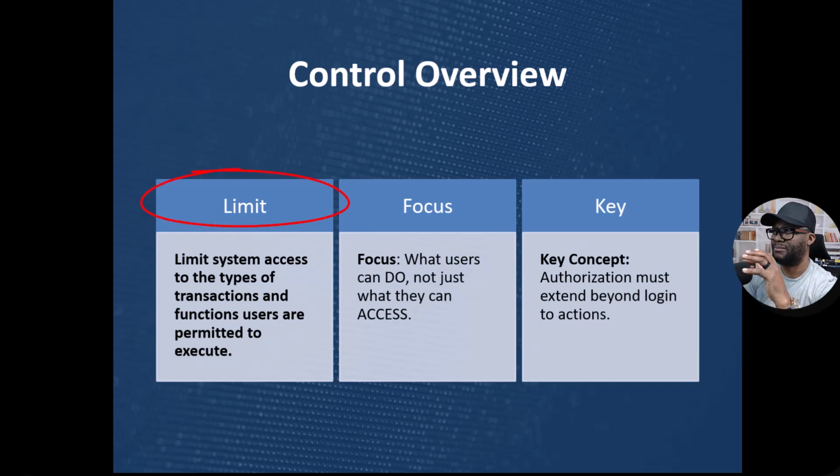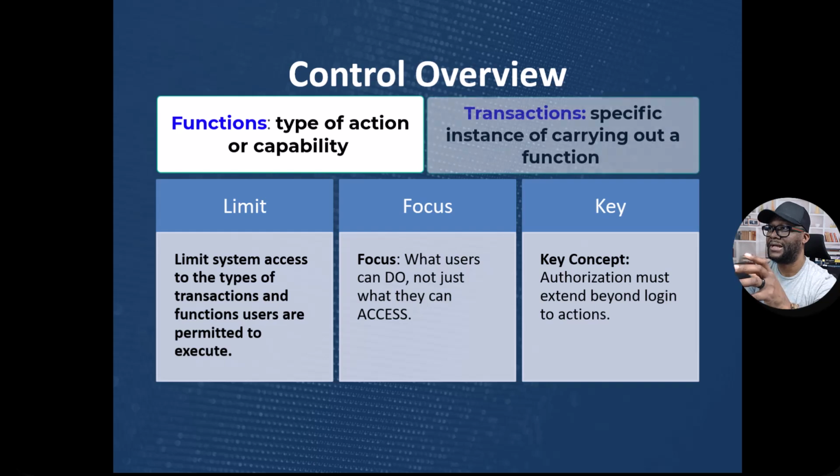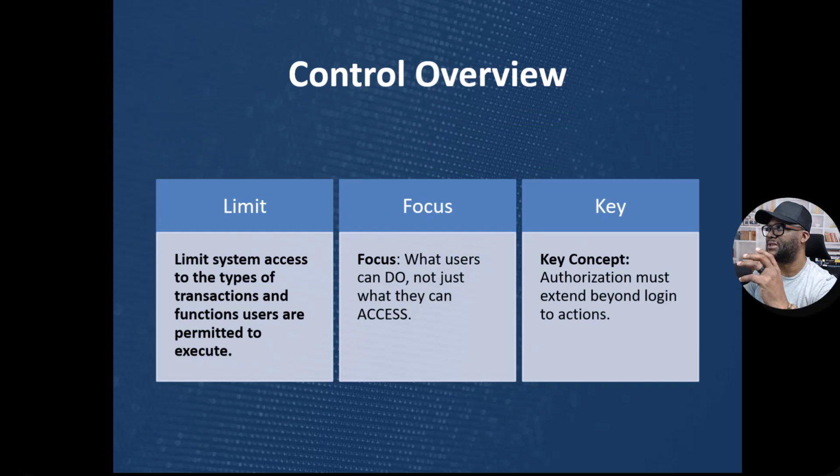Let's start with some basic definition and understanding of what functions and transactions are. Functions on their own refers to the type of action or capabilities a user is allowed to perform within a system. While on the other hand, transaction refers to a specific instance of carrying out a function. You see, they are interdependent, usually involving data or a system operation.